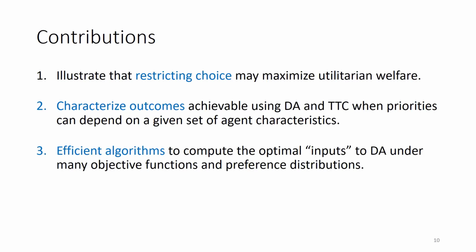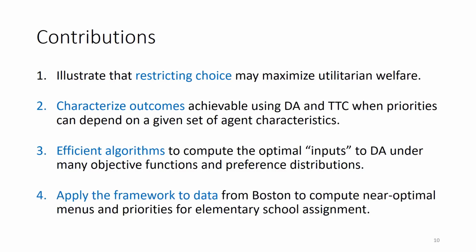Third, I give efficient algorithms to compute the optimal menus, priorities, and capacities for deferred acceptance under many objective functions and preference distributions. And lastly, I apply the framework to real data from Boston to compute near optimal menus and priorities for elementary school assignment. And this is motivated by the 2013 Boston school assignment reform, which I will describe later.